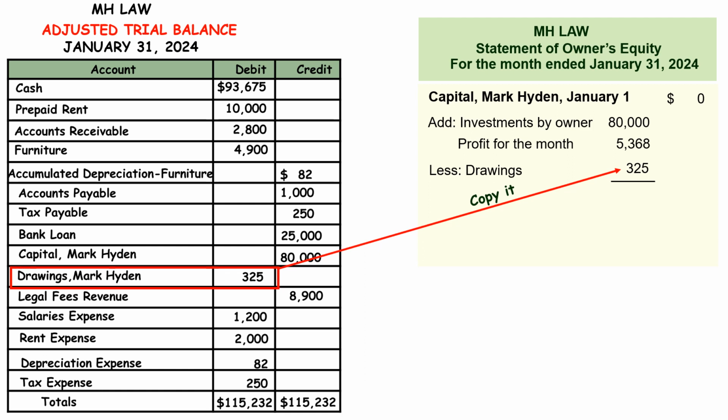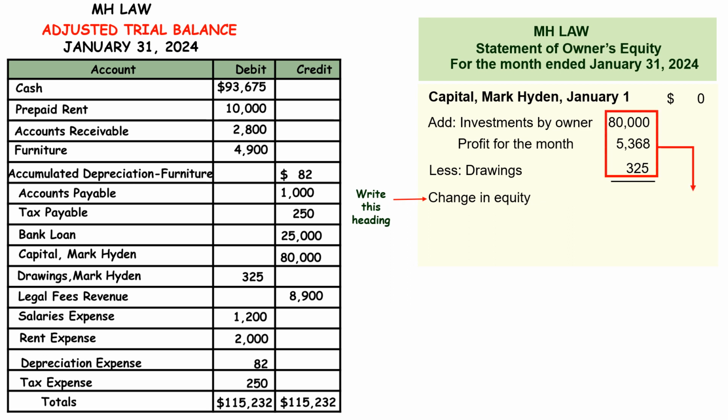So again, we are just copying figures from the trial balance and organizing them on a piece of paper, for example. So once this is copied, we are going to give it a heading called change in equity. So what was the change that happened in equity during the month? And that means we are going to add these figures to give us a change. So investment by the owner plus the profit for the month and minus the drawings will give us a change in the owner's equity of $85,043.